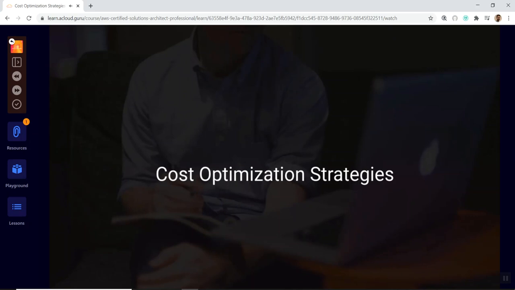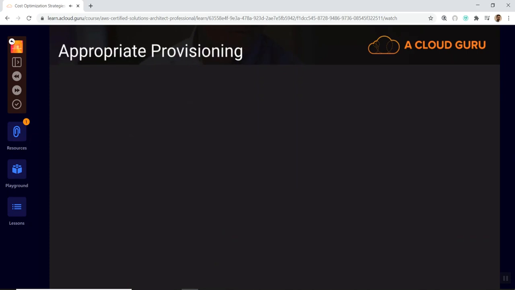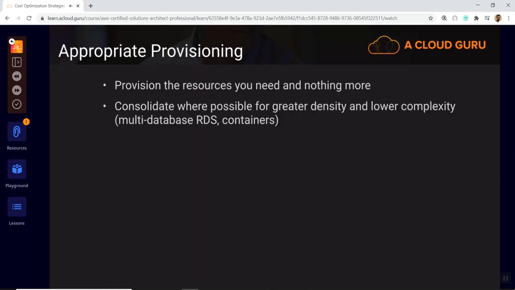Let's talk about some cost optimization strategies, and we're going to cover 6 strategies here. So the first strategy is just appropriate provisioning, and this is kind of what it seems like. We're just going to provision the resources that we need and really nothing more. Now, this seems simple, but there are many cases where I personally have left instances running when I didn't really need to. And that's one of the things I can do to reduce my costs: just be aware of what's running, why it's running, and shut down the stuff that I don't need.